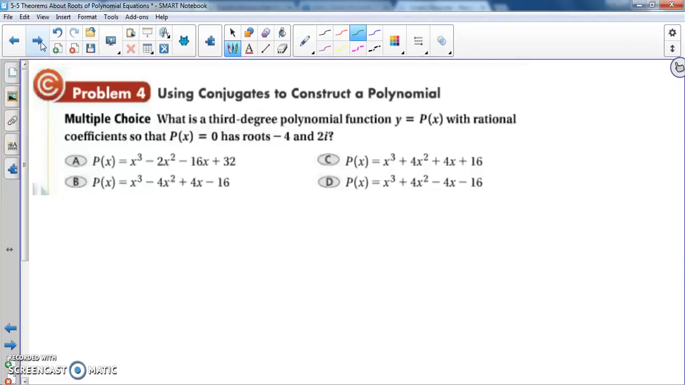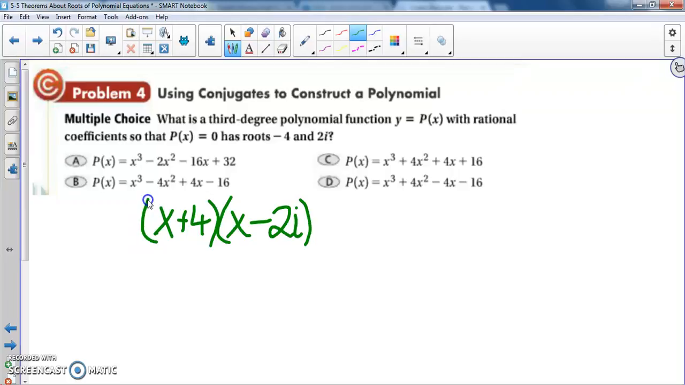Using conjugates to construct a polynomial. What is a third degree polynomial function y equals p of x with rational coefficients so that p of x equals 0 has roots negative 4 and 2i? So we're going to think about our roots. We know that we have x plus 4, and since 2i is a root, we have x minus 2i. And since 2i is a root, then we also know that negative 2i is a root, so then we have x plus 2i.